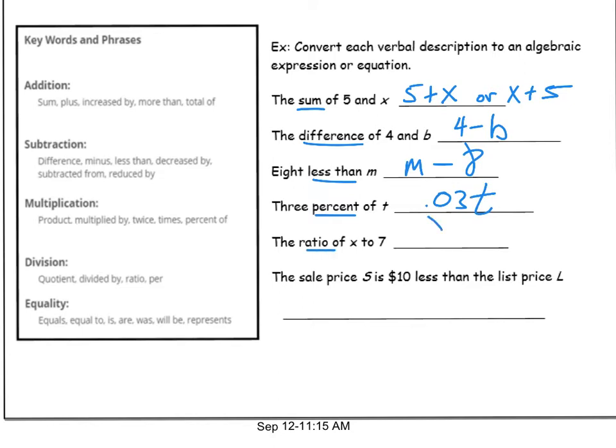Ratio is a good sign to divide. X to 7. And then for an equality, right, here you see the word is, right? The sale price is 10. Well, there's another one, less than L minus 10, right? That took us back to over here where we had less than for subtraction. Okay? Good slide to come back to a little bit, because that's one of the big keys, is to find those keywords to kind of tell you, like, this is giving me some direction as to how I should set this problem up.